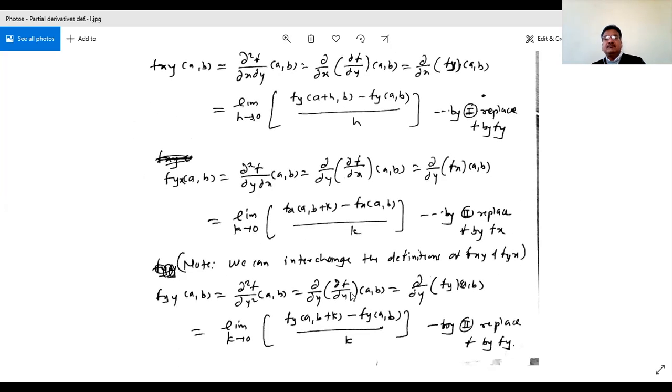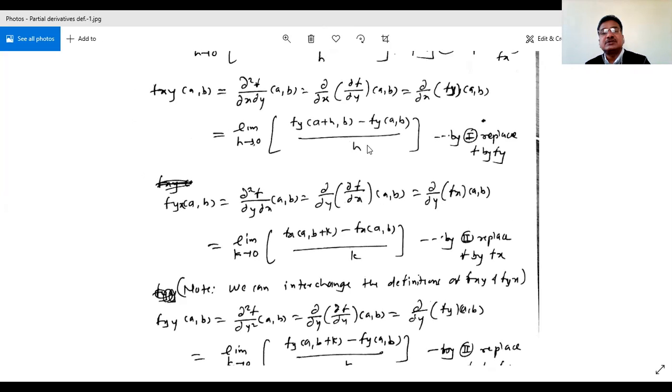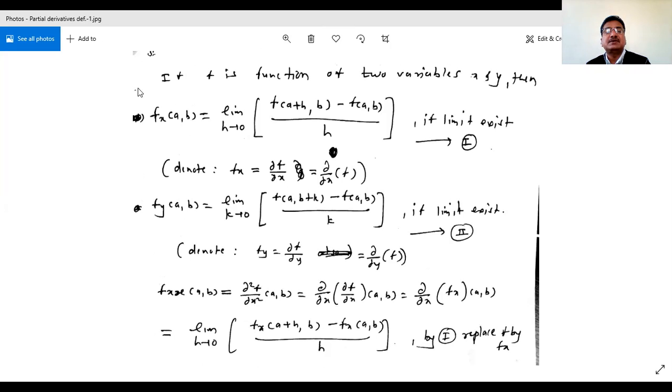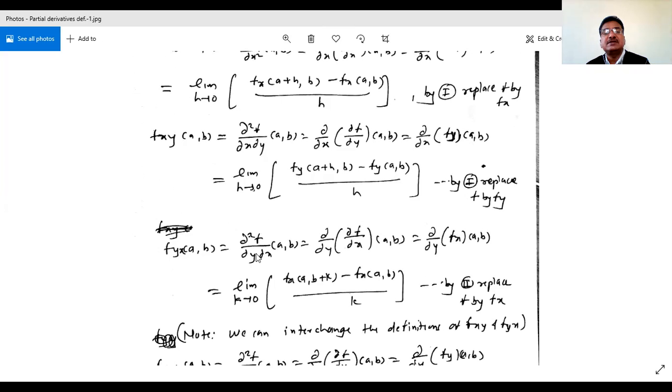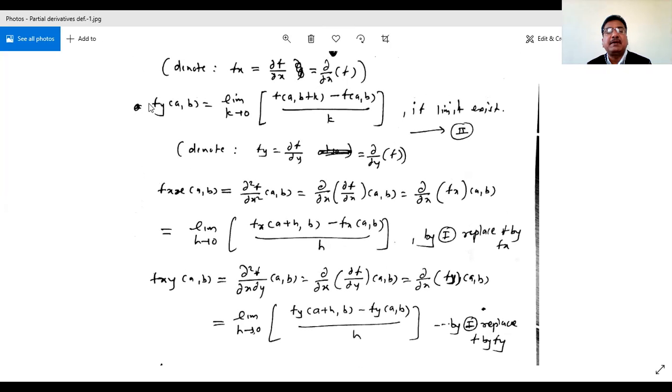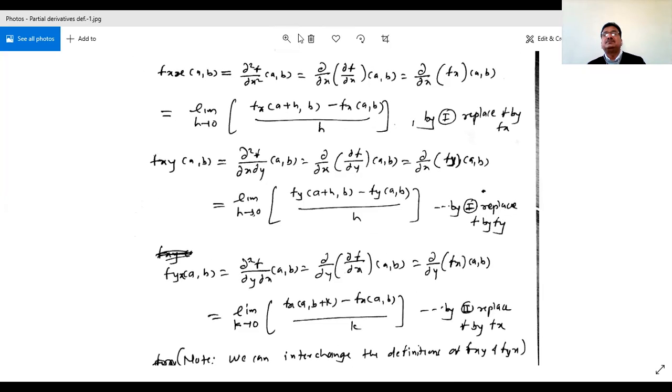So these are the definitions of second order partial derivatives. These two are the basic definitions, first fx and fy. And these definitions depend on these first two definitions. Okay.